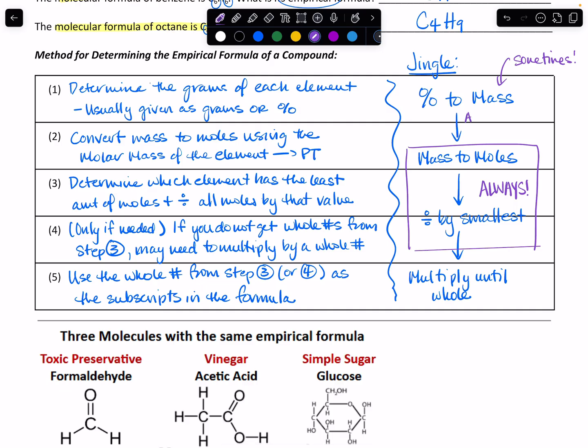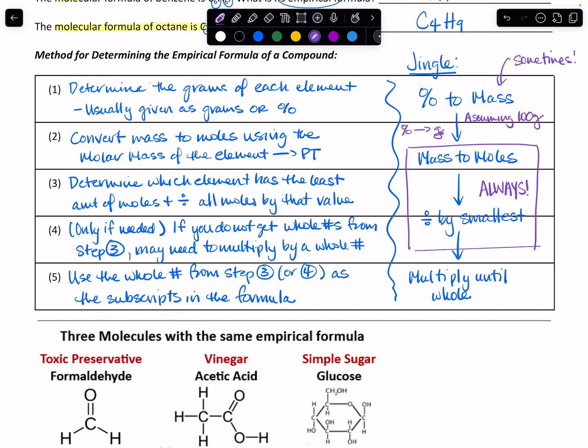And I do that by assuming 100 grams of my substance. So what does that mean? Well, let's say the problem tells you you have a compound that's 20% carbon. If you know that you have 100 grams of that, 20% of 100 is 20 grams. So I basically just take my percent symbols and change it to a gram symbol. That's what I mean by percent to mass.